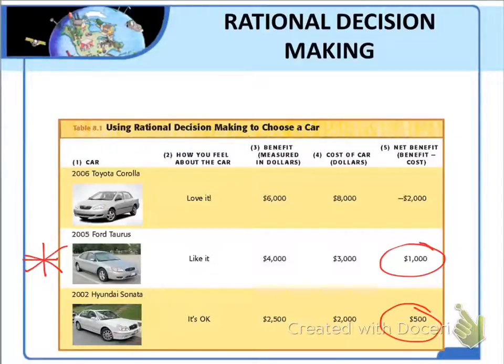The Ford has a net benefit of $1,000. So let's see, why is the Ford best? Well, let's take a closer look at the idea of net benefit. Suppose the Ford cost $4,000 instead of $3,000.